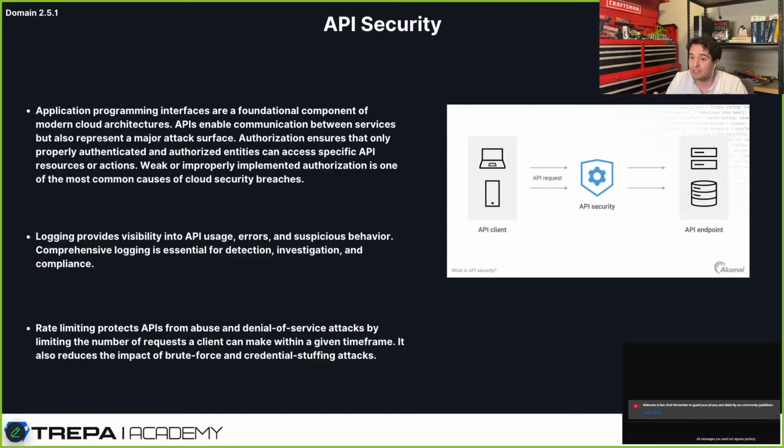So, API rate limiting and logging. We need to log our APIs and ask, who's actually accessing it? Do we see any suspicious behavior? So logging is essential. And then rate limiting. Rate limiting protects APIs from abuse and denial of service attacks.